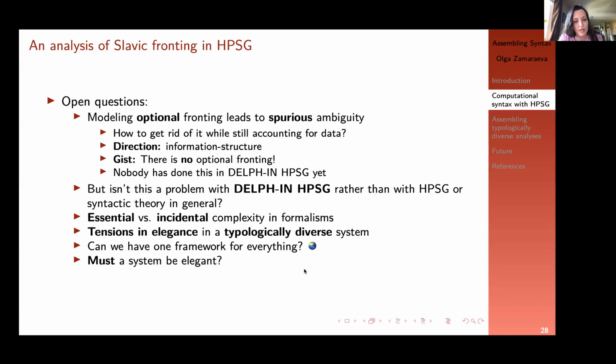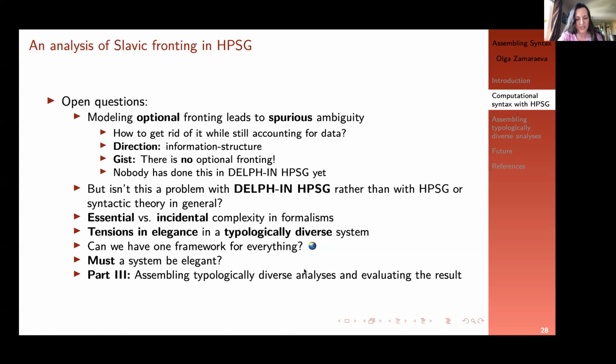And these are really big questions, and it's kind of exciting to stumble upon more examples of how they are relevant in computational linguistics. And stay tuned for part 3 of my talk, which will have to do with assembling typologically diverse analyses and evaluating the result. And I will try to make part 3 a little bit shorter to compensate for the overtime which I admitted in this portion.